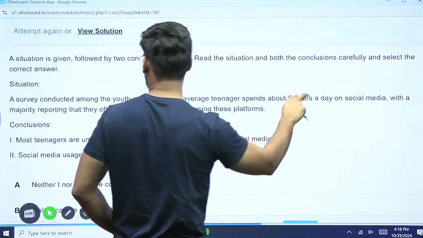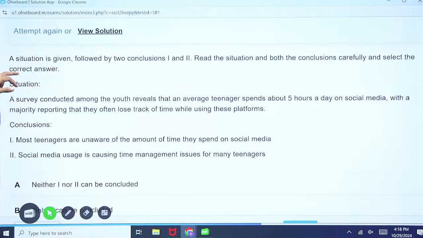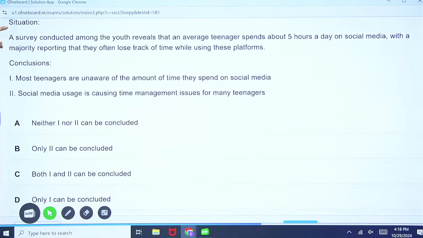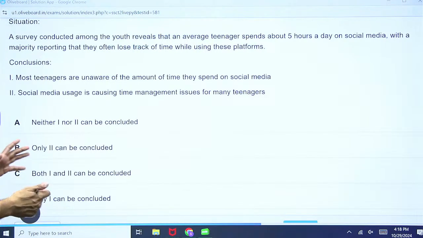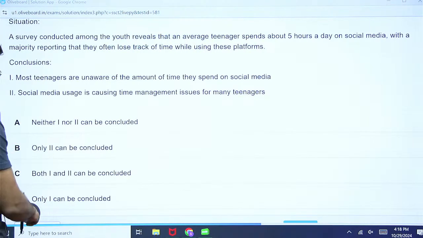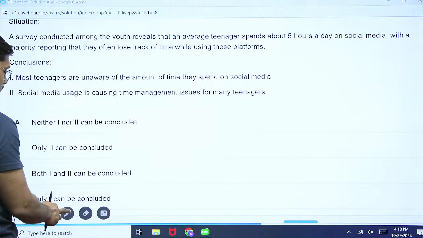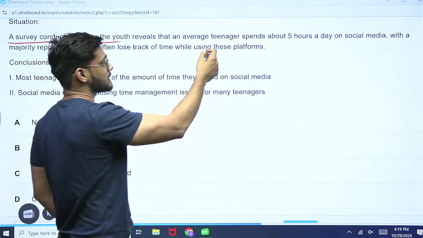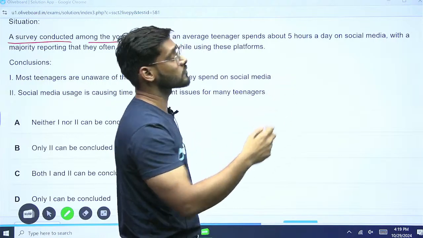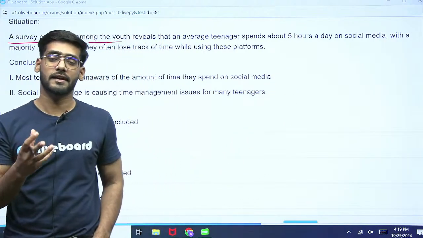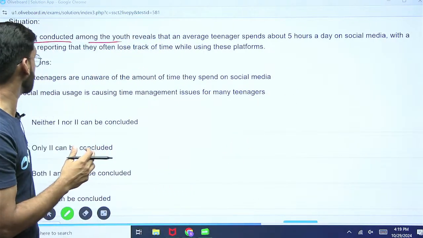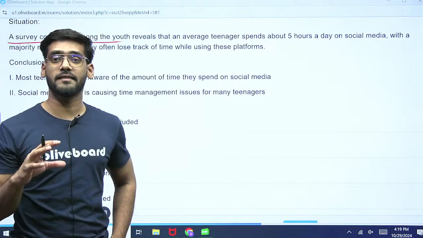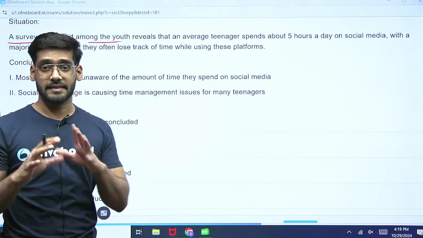Seventh question on your screen. This is a question based on statement and conclusion. No situation kind of things are there. A survey conducted among the youth reveals that an average teenager spends about 5 hours a day on social media. That is an average time.